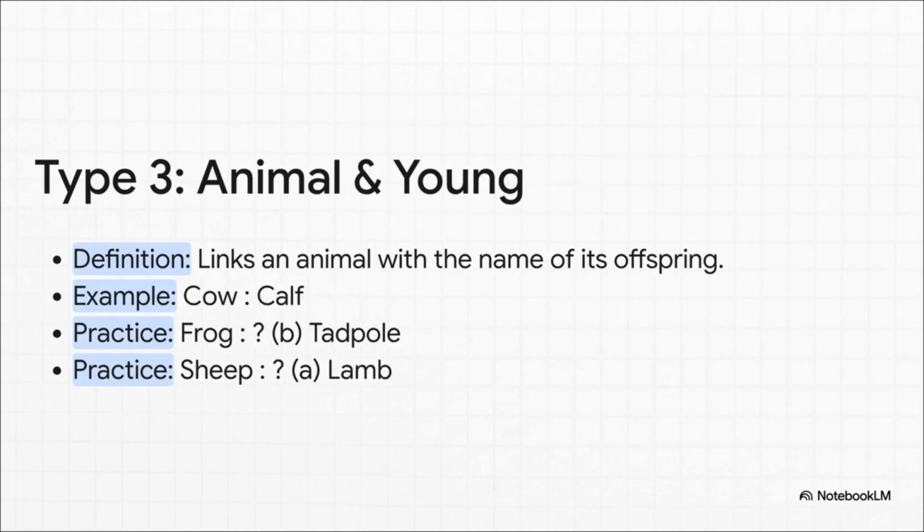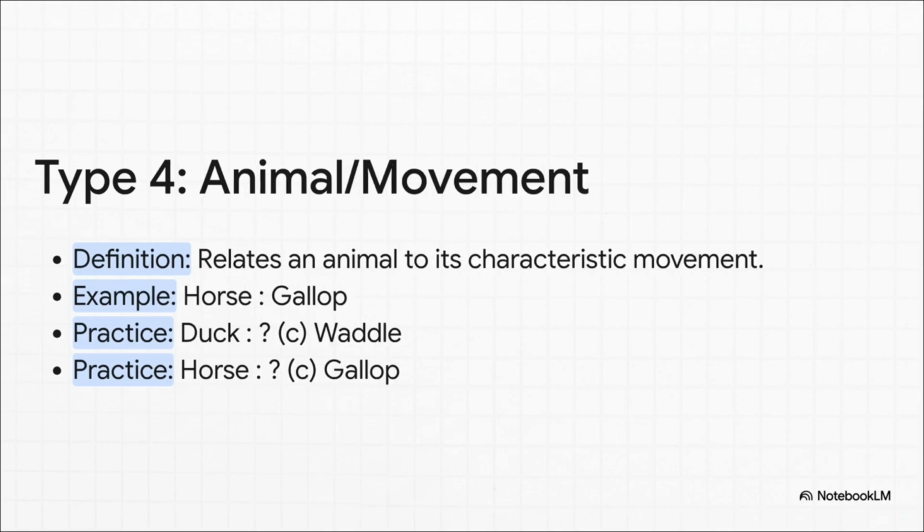Now for a fun one. Animal and its young one. So a cow has a calf. What's the baby version of a frog? Give it a second. Yep, it's a tadpole. Answer B. And the young of a lion is a cub, so the young of a sheep is a lamb. Answer A. Let's stick with animals and talk about how they move.